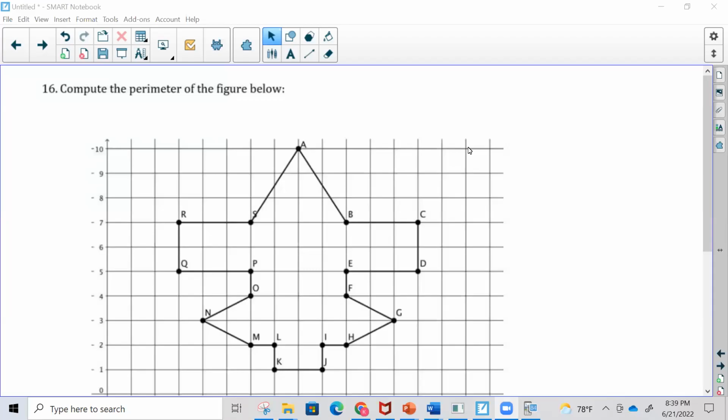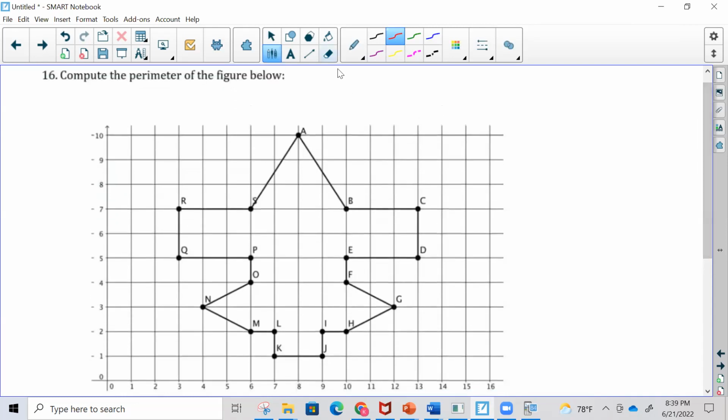Okay, so in this video, I'm gonna do 16 and 17, finding the perimeter and the area of this shape. So we want the perimeter. There's a lot of segments that are horizontal or vertical, so we can just count them. So let's do that first.